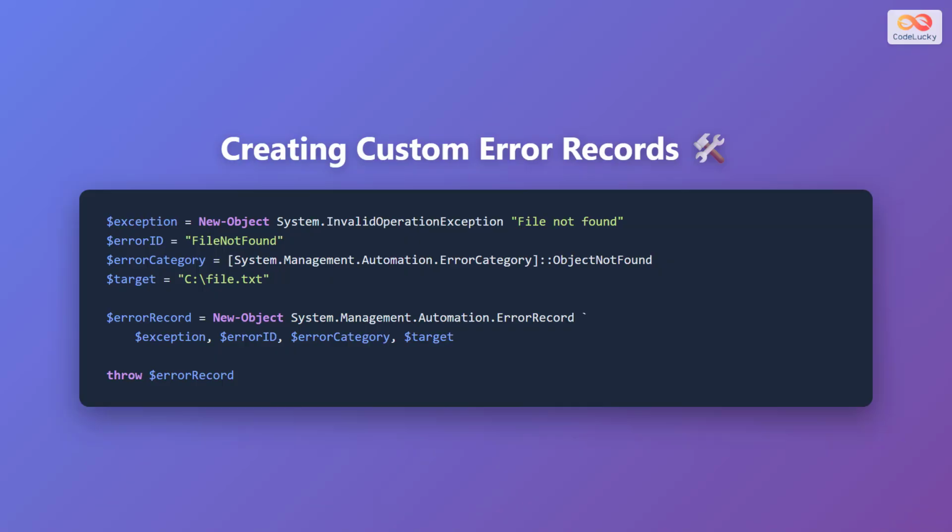For advanced error handling, you can create custom error records with detailed information. First, create an exception object using New-Object. Then define an error ID, an error category from the ErrorCategory enumeration, and a target object. Finally, create an error record object by passing all these components to New-Object and throw that error record. This approach provides comprehensive error information that can be caught and handled by try-catch blocks.